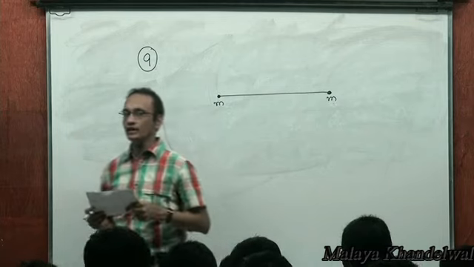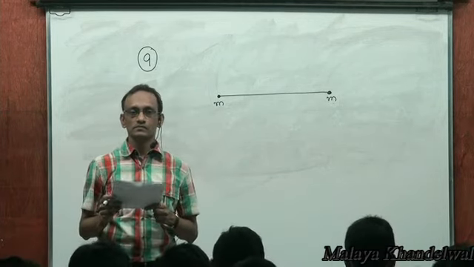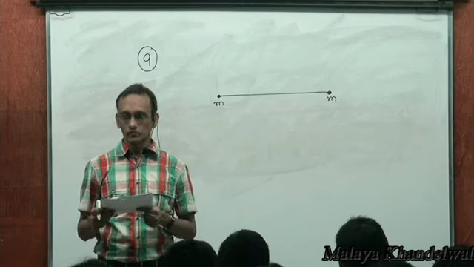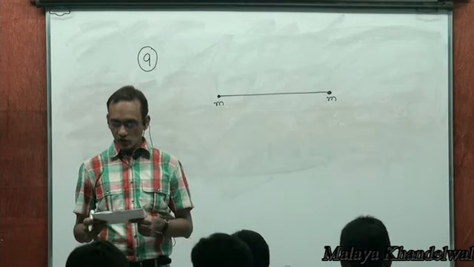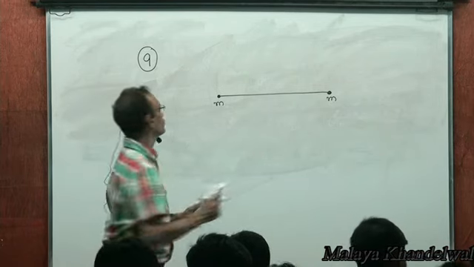Mass small m, small m. Velocities v1 and v2 at angles of theta 1 and theta 2.